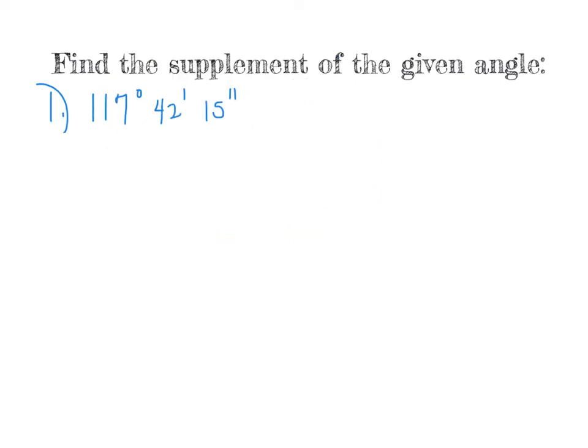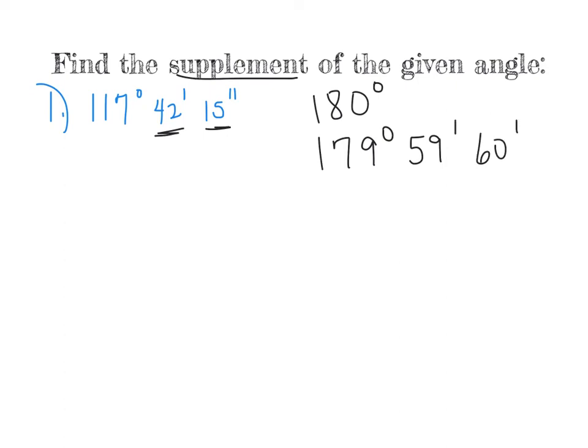For this example, we're going to find the supplement of 117 degrees, 42 minutes, and 15 seconds. So again, we know if we're going to find the supplement, it has to add up to 180 degrees. So we're going to borrow from our 180 degrees to give us some minutes and some seconds. So we know we have 179 degrees, 59 minutes, and 60 seconds. And from there, we'll subtract our 117 degrees, 42 minutes, and 15 seconds.